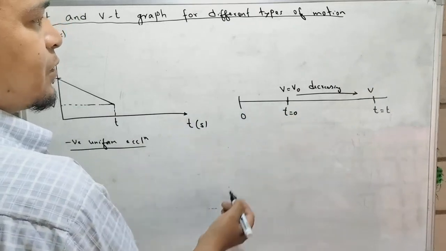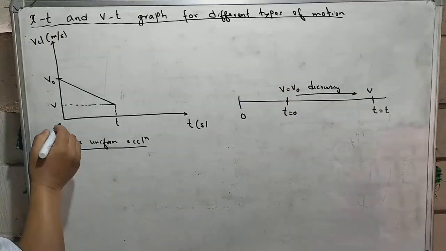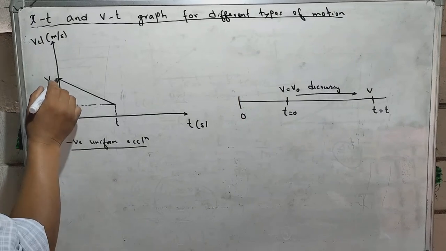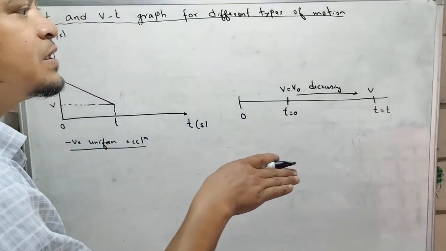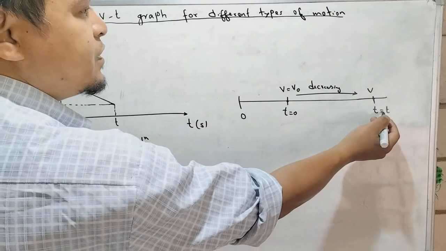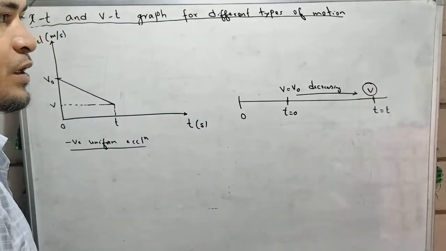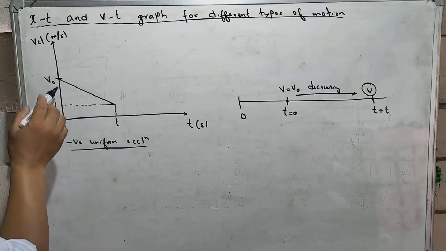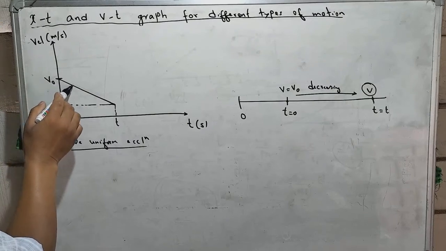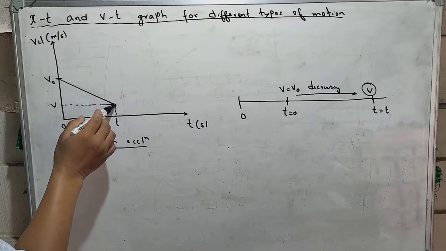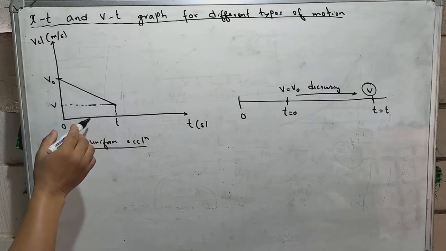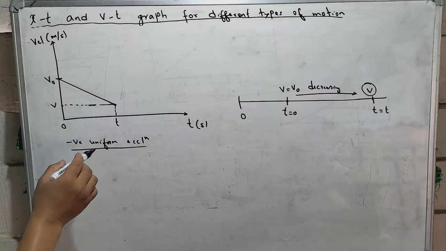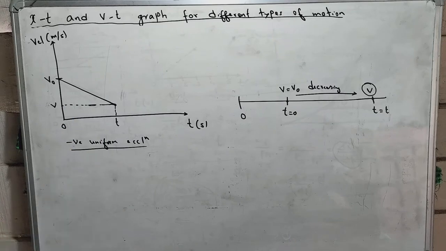Suppose at time t equals 0, the velocity of the body is v naught. From this point, as the body moves that side, the velocity is decreasing. At time t equals t, let's say the final velocity is v. Because the velocity is decreasing in this case, this graph will be falling down in this way. And at this point, let's say the velocity is equal to v. So this is the situation when the body is moving with a uniform negative acceleration. So we get this type of graph.